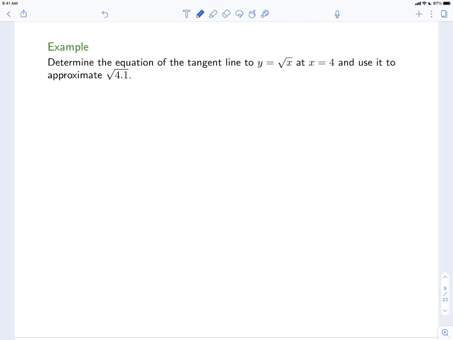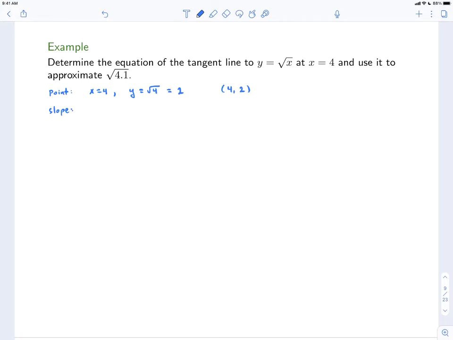In order to do that, we need 2 things. We need a point and we need a slope. Well, the point is easy because we know the x value already. x is equal to 4. And y is the square root of x, so it's the square root of 4, which is 2. It's the positive square root. So our point is (4, 2). That's our point. Well, what about the slope?